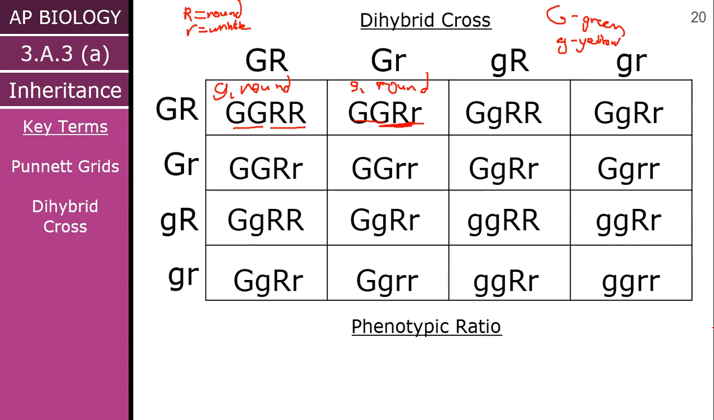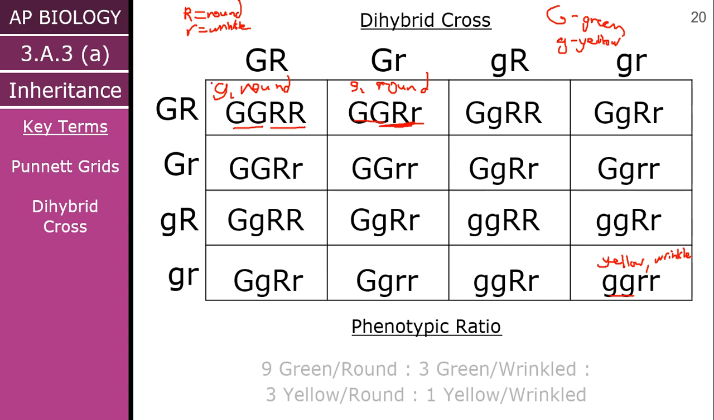Okay. This individual way down at the bottom right, if I can find my little cursor here, I always lose track. Down here in the bottom right has two little g's. So little g's are for yellow. Okay. And two little r's, well, little r's are wrinkled. So this individual is going to be yellow and wrinkled. Okay, so entirely different from the one up there.